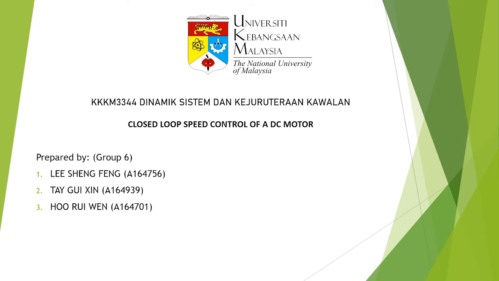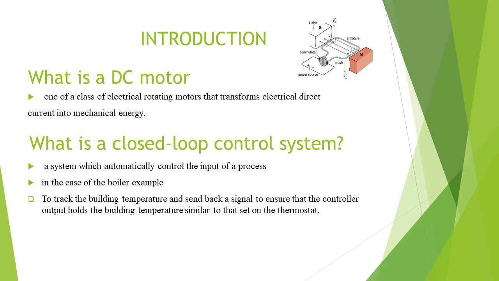Now, we will be presenting our findings on closed-loop speed control of a DC motor. A DC motor is one class of electrical rotating motors that transform electrical direct currents into mechanical energy.